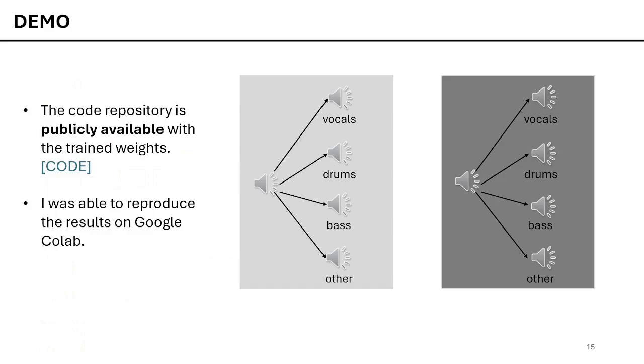This is a small demonstration of how these models work. The code is publicly available on GitHub with trained weights. Anyone can recreate the results. I was able to run this on Google Colab. Let's see the output. I will play the audio mixture.